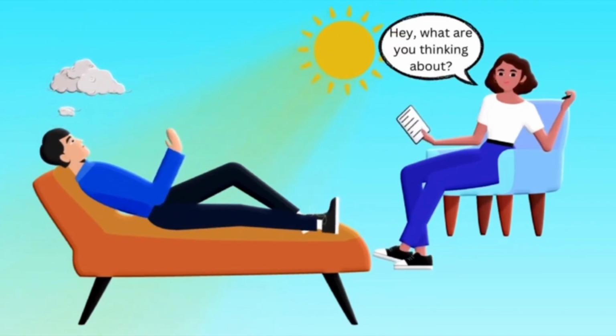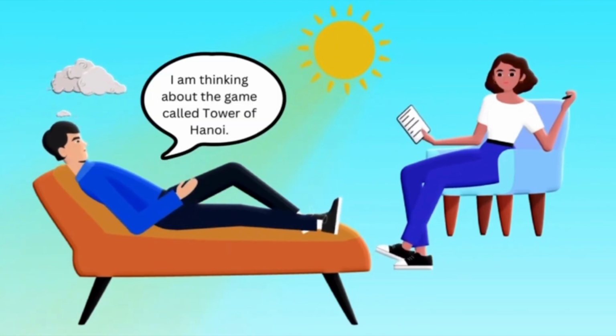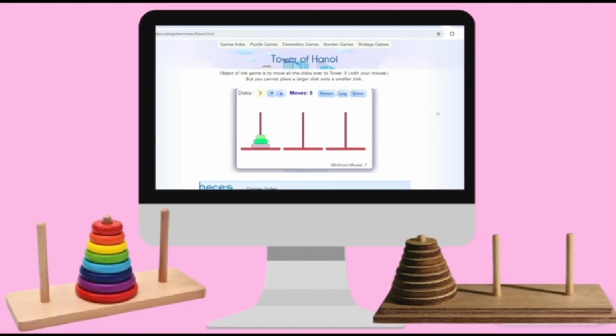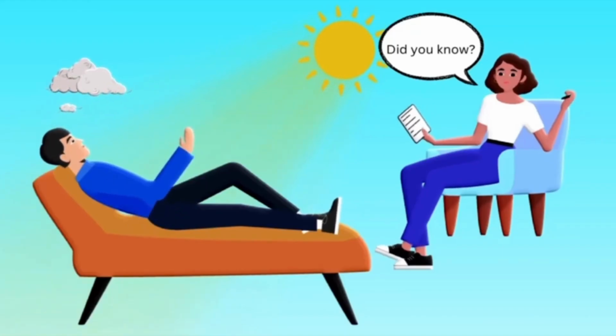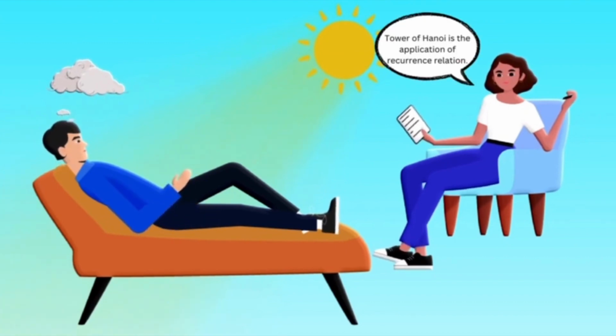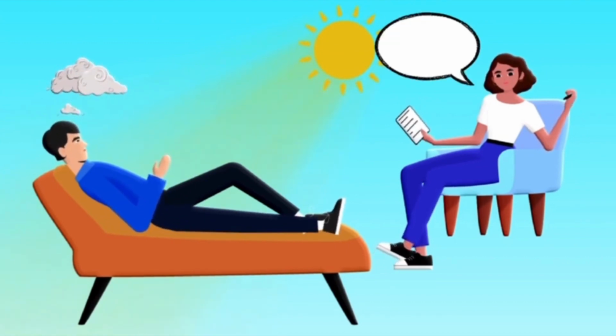Hey, what are you thinking about? I am thinking about the game called Tower of Hanoi. The rules are, you can only move one disc at a time. You can only move the top disc and you cannot put a bigger disc on top of a smaller disc. Did you know? Tower of Hanoi is an application of recurrence relation. Therefore, we can solve it.